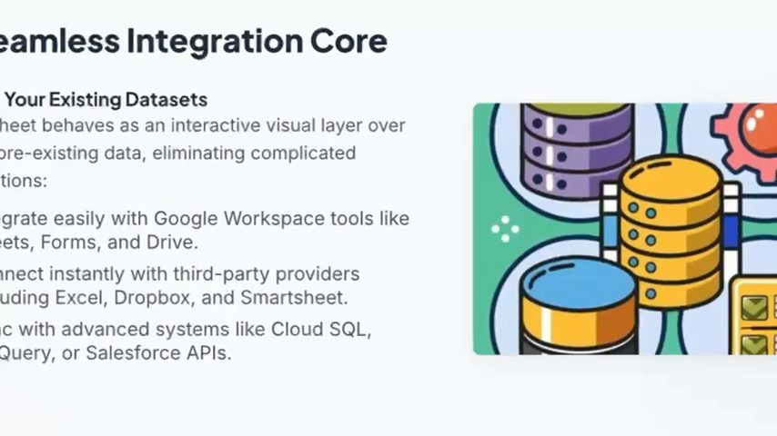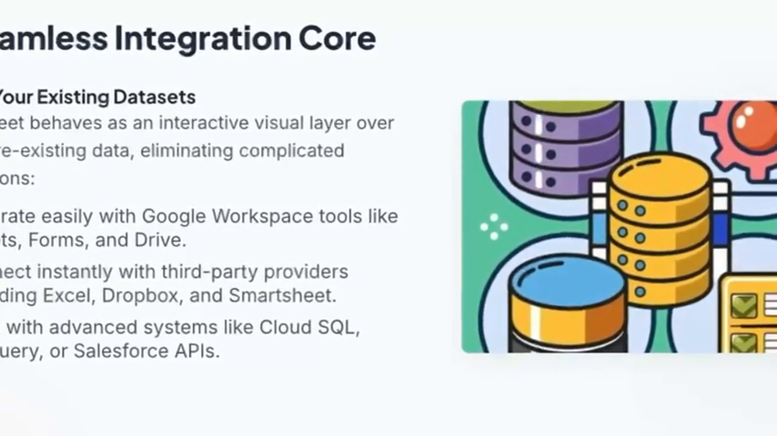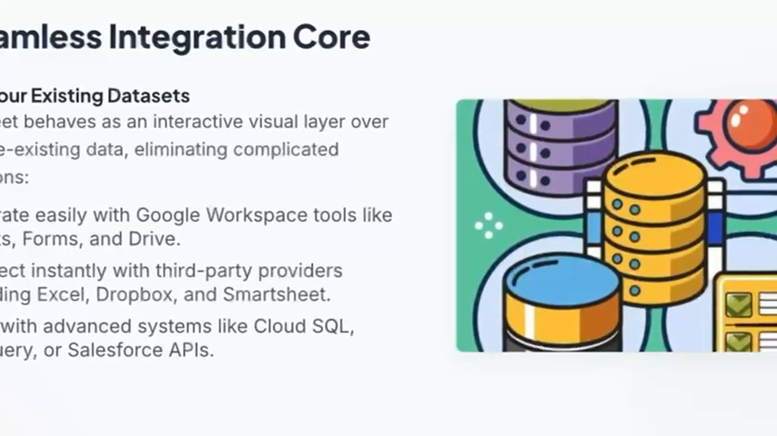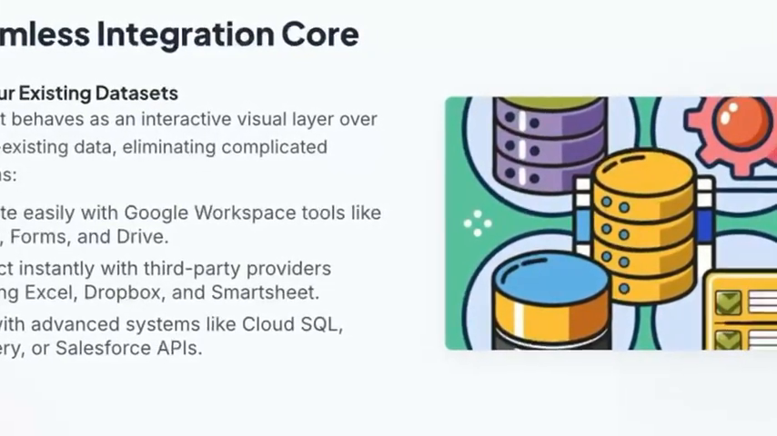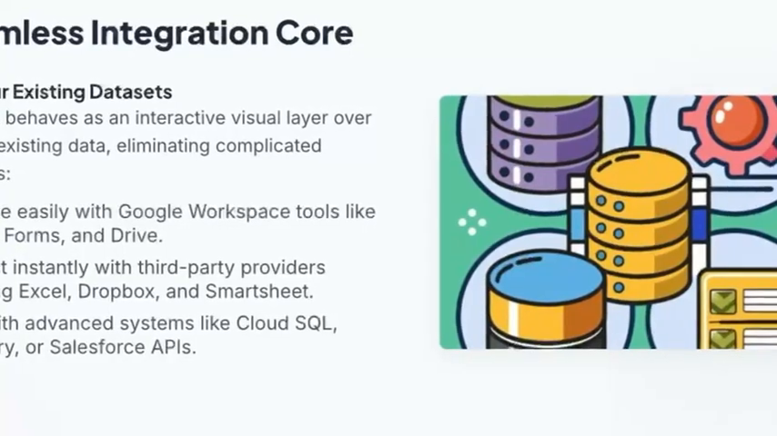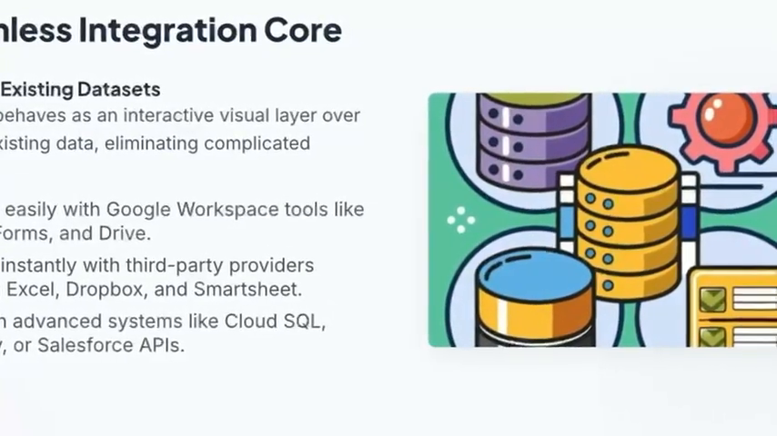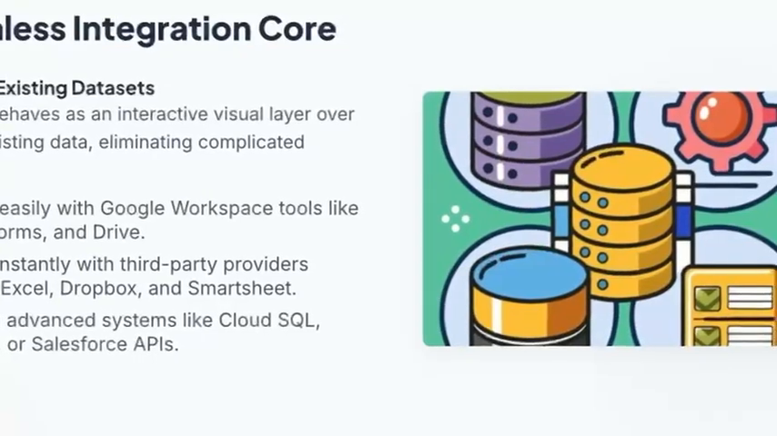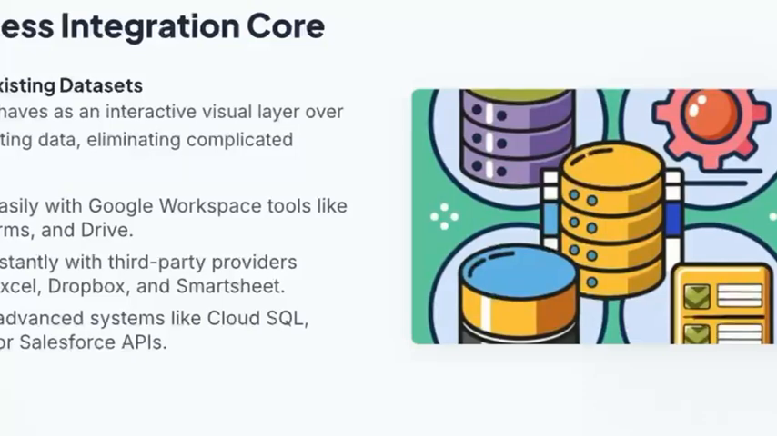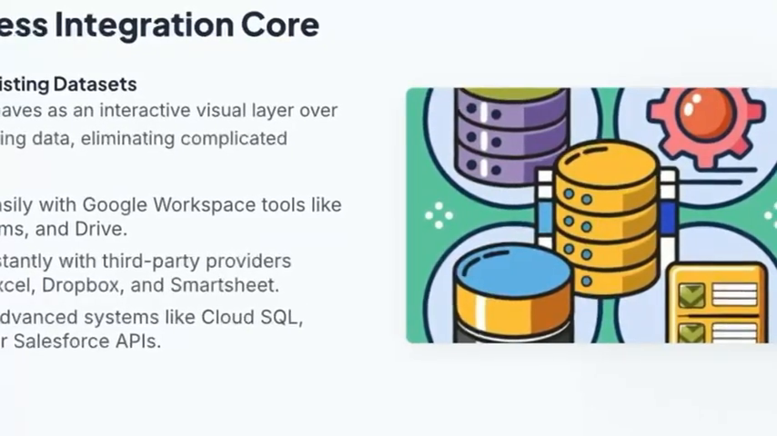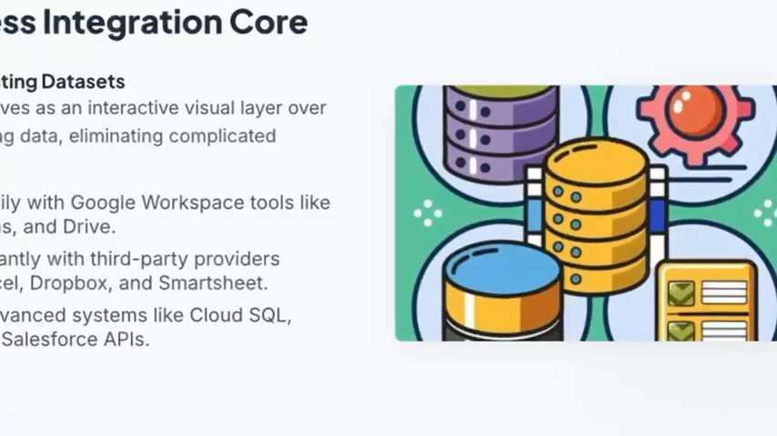If you are a Google Workspace team, it integrates natively with Google Sheets, Forms, or Google Drive. If your company relies on Microsoft, it syncs seamlessly with Excel and OneDrive. And for enterprise setups, it connects directly to SQL databases, Google BigQuery, or Salesforce APIs. When a user updates the app, the data is instantly written back to your master database in real time.